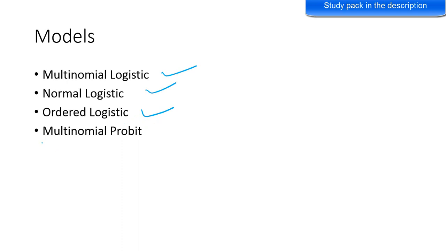We can use the multinomial probit model, which is often used in academic literature. The only difference between multinomial logistic and multinomial probit model is that the error terms are assumed to have a normal distribution in the probit model, in contrast to logistic regression, where this assumption is not there. So the distribution function itself is different in the probit model, and if that assumption is valid, then you can go ahead with multinomial probit.